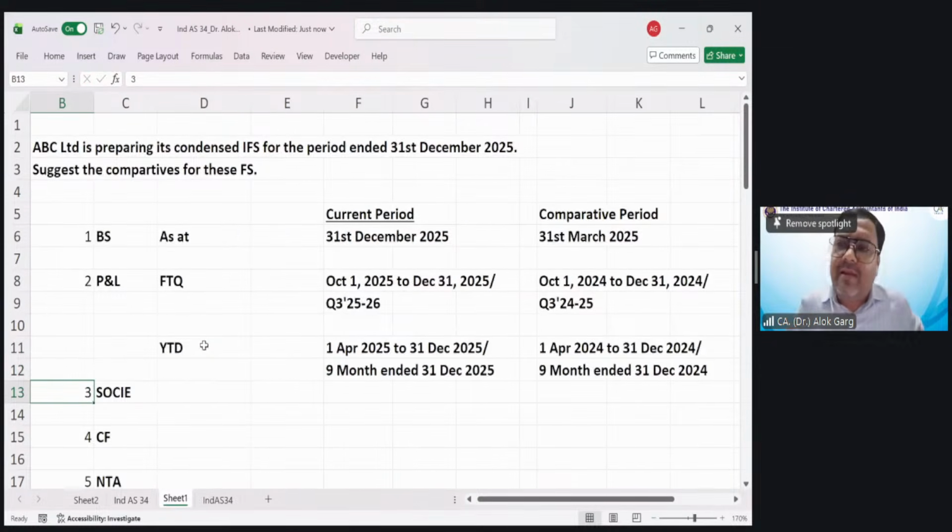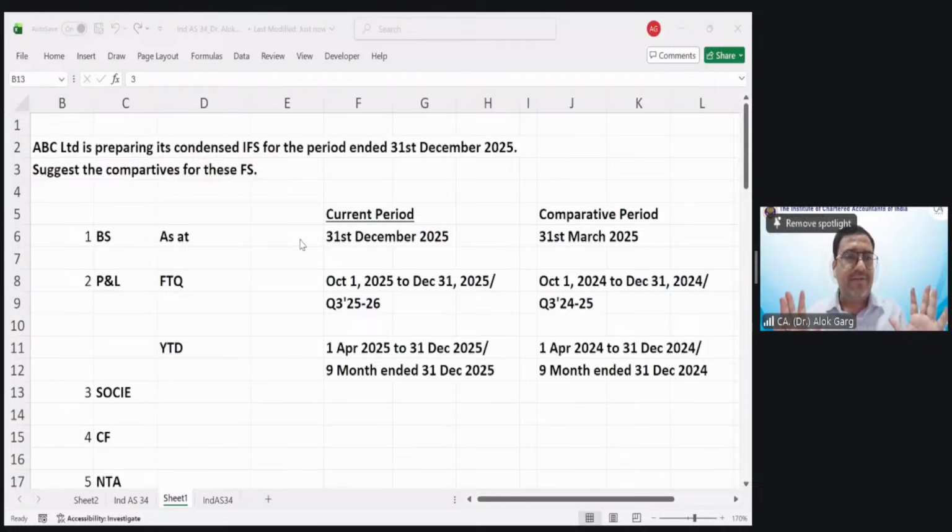My dear friends, why is this P&L for the quarter and year to date? Because this is also required as per the SEBI LODR regulation. For whatever quarter you are presenting, SEBI LODR regulation requires you to present the current quarter as well as year to date, and of course the corresponding quarter of the last year, and the corresponding year to date of the last year. Friends, any doubt so far? This is the requirement of Ind AS 34. Are you able to understand and learn it or not? Will you remember it or not? Yes.